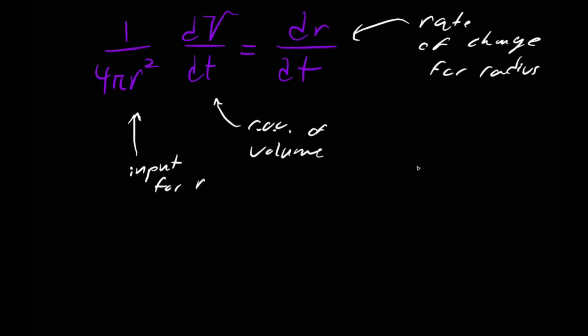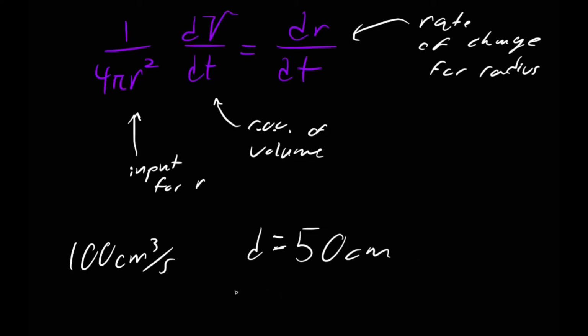So what do we do with that? Well, if this is the rate, and we already know that we have an ROC of volume and an input for R, let's find out what these values are. At the very beginning of this entire situation, we are explicitly told that the rate of change for volume is 100 centimeters cubed per second. And we're also told that the diameter equals 50 centimeters.